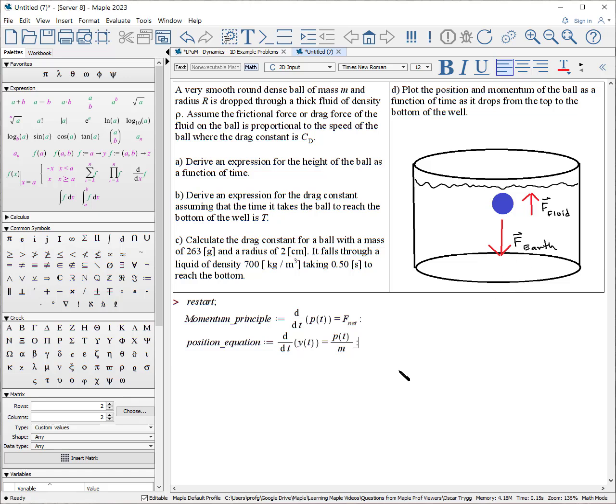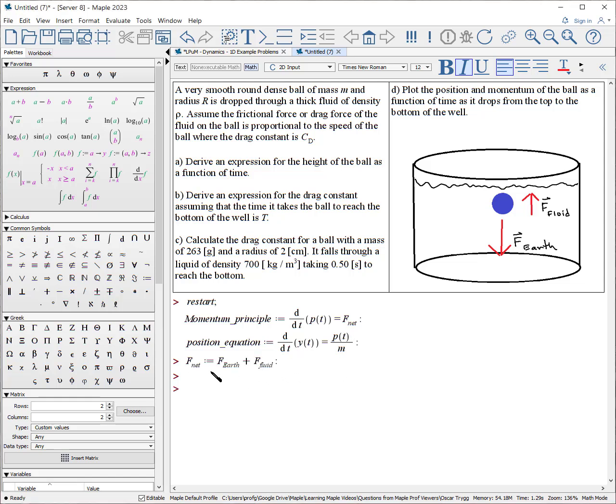The motion of the ball depends upon all the forces on it. That motion therefore affects its position with time. So the momentum principle is, as Newton wrote it, the rate of change of momentum of the object is equal to the net force on the object.